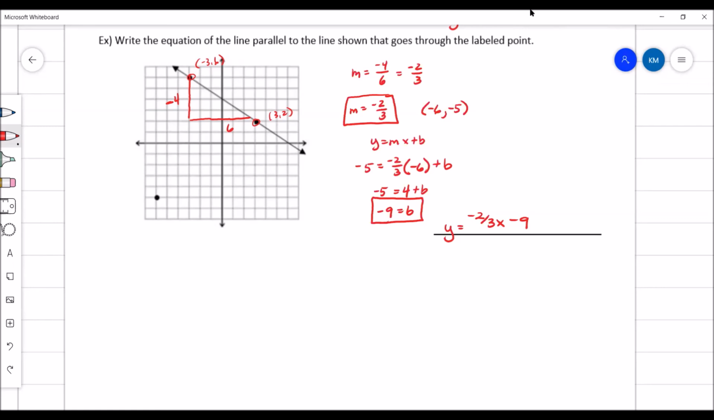Okay, and there we have it, writing the equation of a line parallel to another line through a given point.